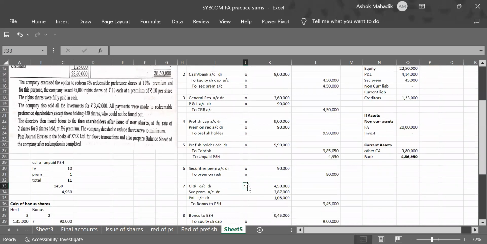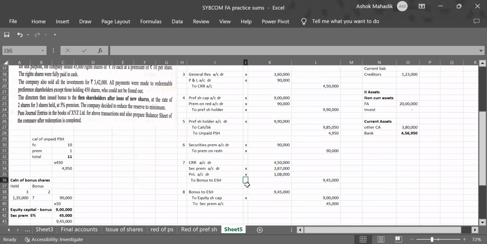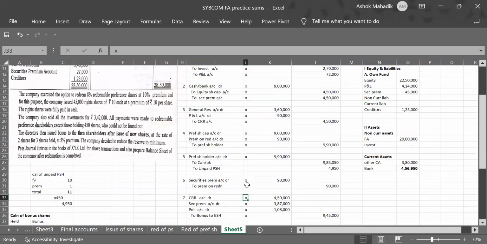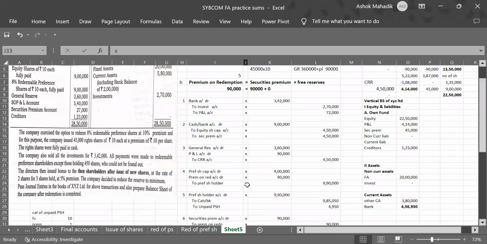Security premium already done, P&L account done. Okay, bonus again it will cancel out against each other. Bonus here credit and next entry it is debit. Okay, security premium we already covered. CRR we have already written off. Okay, here we raised 450 and in seventh entry it is utilized. So again zero gone. So what is left? Let us see what is unticked now.